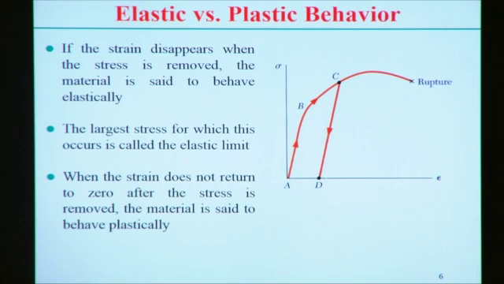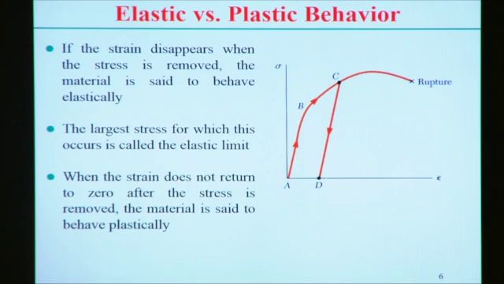Now strain will disappear if we remove the load at point B, and it will come back to the initial position A. But if deformation happens up to point C, and afterwards we remove the load, it comes back to position D. So there exists some permanent deformation AD. That is, the material undergoes plastic deformation, so that deformation is not recoverable.